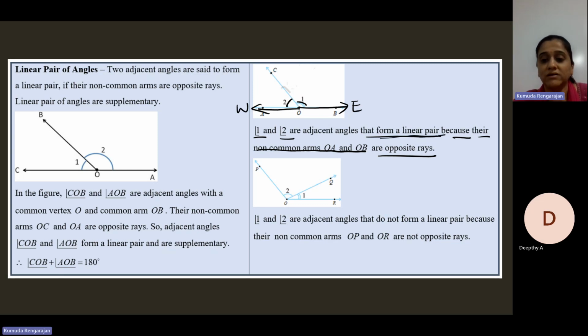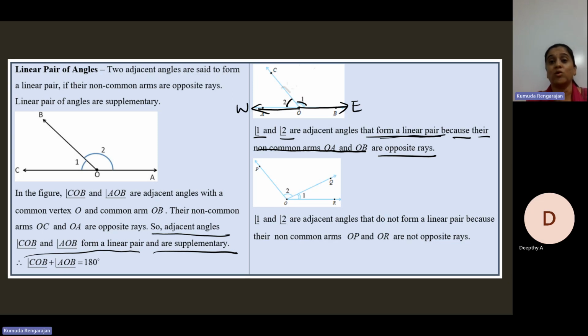That form a linear pair? Oh, here you say, okay. So adjacent angles form a linear pair and are supplementary, meaning they add up to 180 degrees. Linear pair of angles are always supplementary.